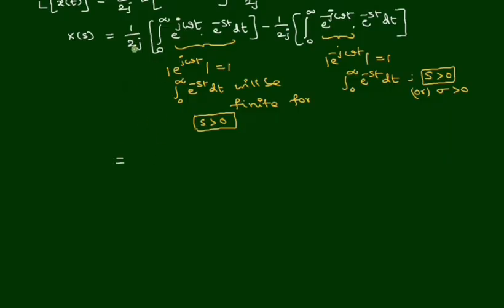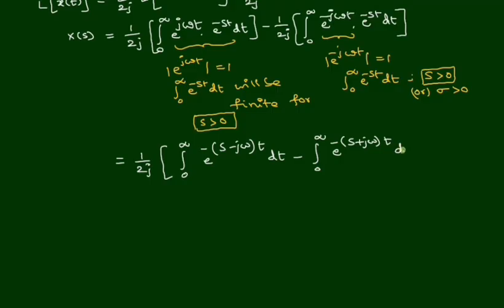So we'll write 1 by 2j. Then the first term is integral 0 to infinity e power minus of (s minus j omega) into t dt, minus the second term, integral 0 to infinity e power minus of (s plus j omega) multiplied with t dt. So 1 by 2j.